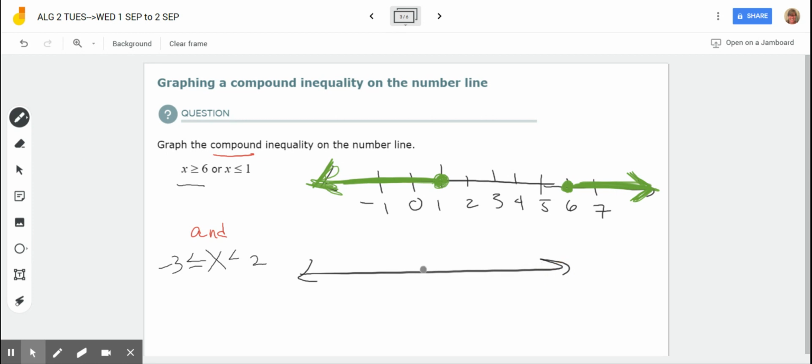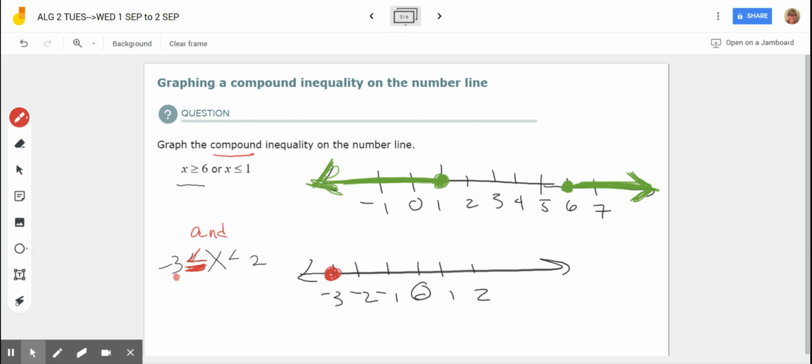On the and situation, you could have 0, 1, 2, -1, -2, -3. What does it say? Read it from the point of view of the x. If you read it there, the little mouth is trying to eat the x. So x is greater than -3. So we're going to go to -3, and it's greater than or equal to. Sorry. So it's a solid dot, but it's greater than.